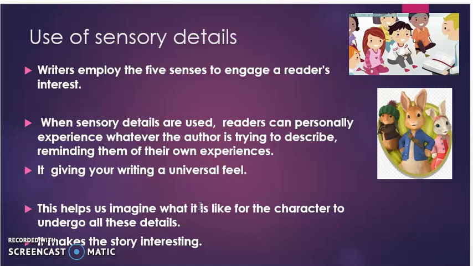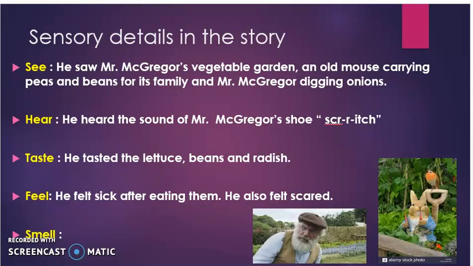So I want you to read the description and tell me which sense organ is used, or which sensory detail is used. And then for question number 2, you need to write what did Peter see, what did he smell, what did he feel, what did he hear, and what did he taste. You can use the ones which are given in the slide over here, or you can use any details from the textbook. In case you have any doubts, feel free to clarify.